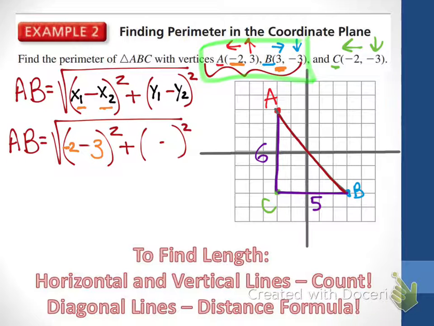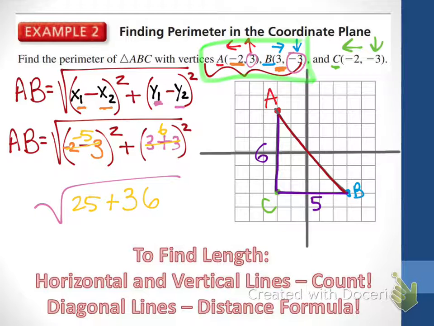All right, what's my first y? 3. My second y, -3. I plug that in, and it looks positive now. -2 minus 3 is -5. -5 squared is 25. 3 plus 3 is 6. 6 squared is 36. Correct. So now you have the square root of 61. That's 7.8. You would type that in your calculator.